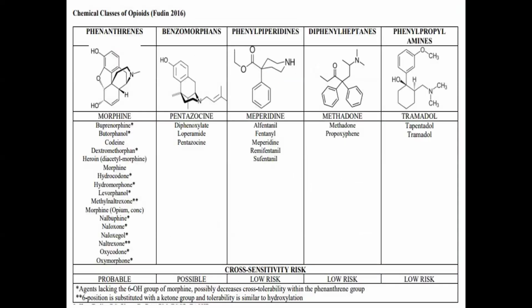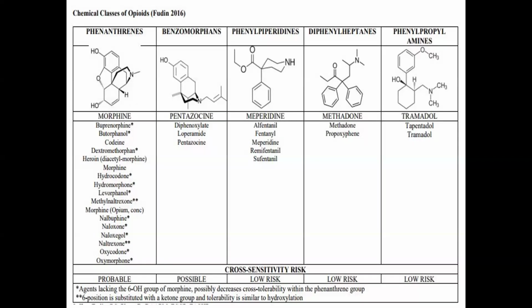So what are the chemical classes of opioids? We have 5 classes. We have phenanthrenes, the benzomorphans, phenylpiperidines, diphenylheptanes, and phenylpropylamines. Each of these has specific features. So the first group, actually, these are the morphine-like drugs. And these medications resemble morphine.